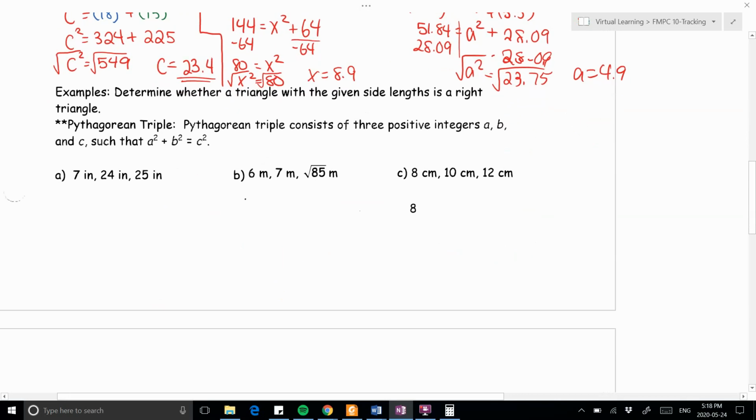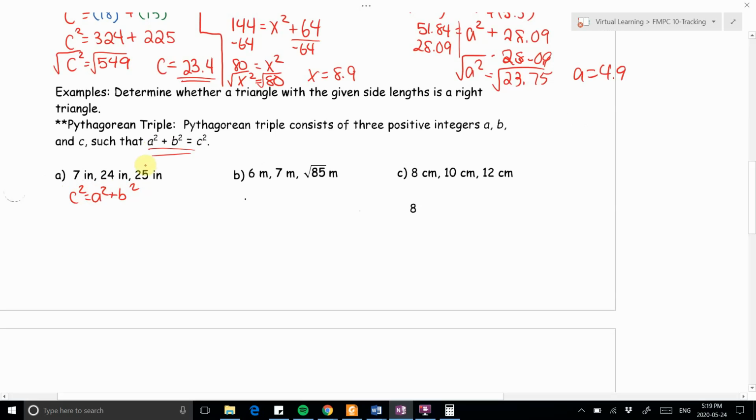We can also use this to check whether a triangle is right or not, because we know that if a triangle is right, a squared plus b squared will equal c squared, or c squared equals a squared plus b squared. Remember, we can use either form. It doesn't matter. They're the same formula. I've just moved them around. So if this is a right triangle, this will be true.